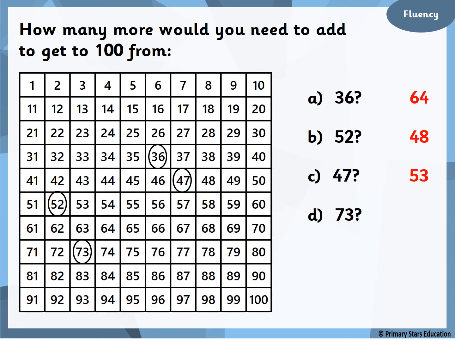Okay, your next one is 73. How many ones do you need to get to the next 10, which is 80? And how many tens do you need to get to 100 to make the number bond? Okay, hopefully you saw you needed 7 ones and 2 tens, which makes the number 27.